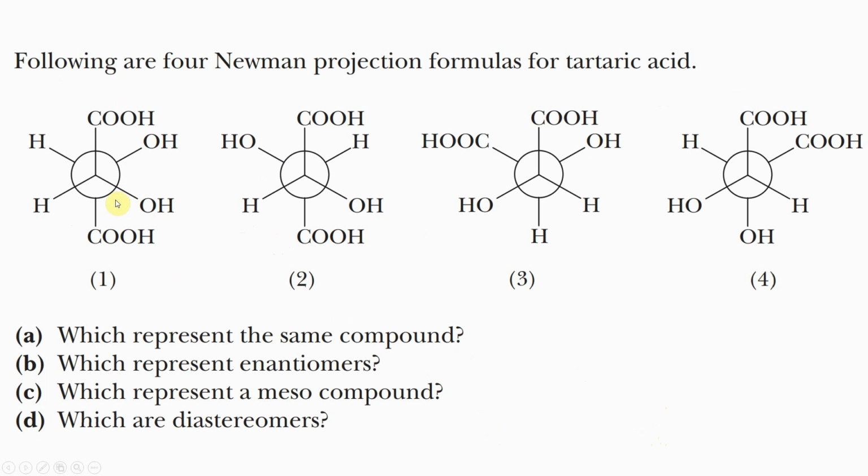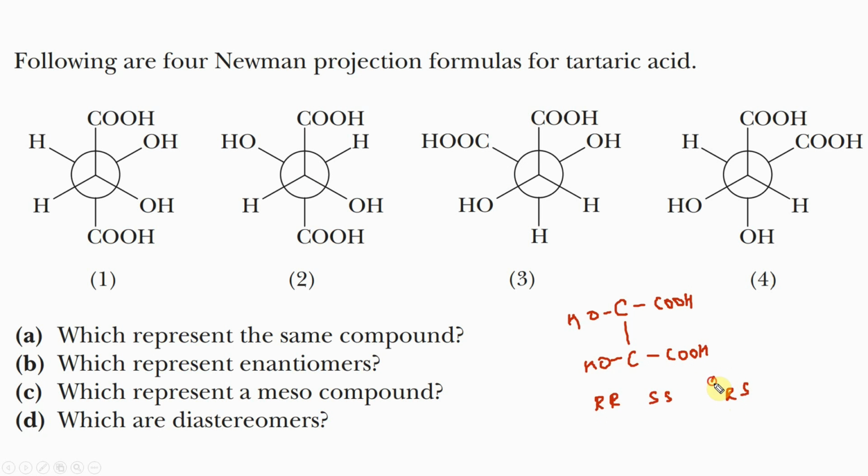All right, last one. Following are 4 Newman projection formulas for tartaric acid. So you want to remember tartaric acid. I told you before, tartaric acid is nothing but a diol derivative of succinic acid. How many isomers are there for tartaric acid? Stereoisomers 3. What all they can be is RR, SS, RS.